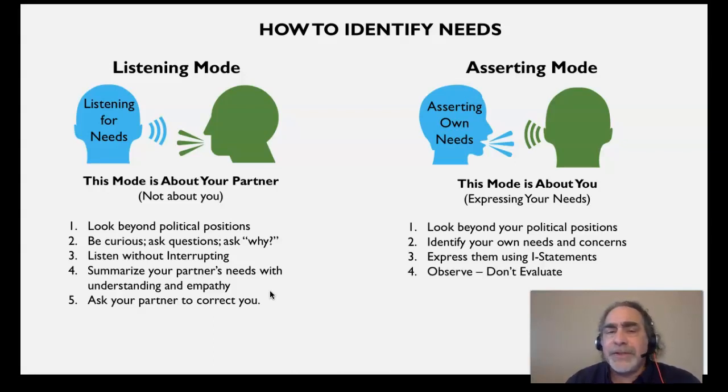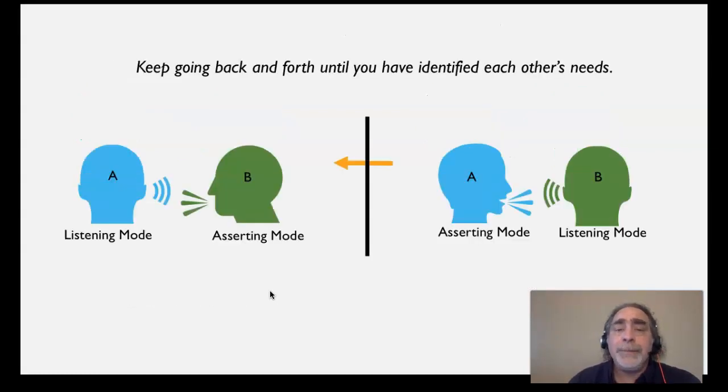Make observations about the other person if you have to. Talk about the other person. Don't criticize, don't evaluate, don't characterize. Simply make observations. Describe what the other person did if you have to describe or refer to the other person. Don't characterize. Don't use fighting words. Don't call the other person a racist or a sexist or the like. These are things that disrupt the process. Instead, make observations, not evaluations. Keep going back and forth, again, until you've identified each person's underlying needs.